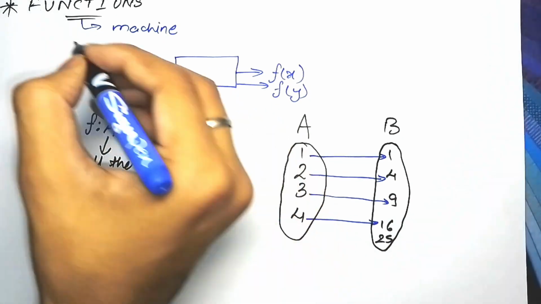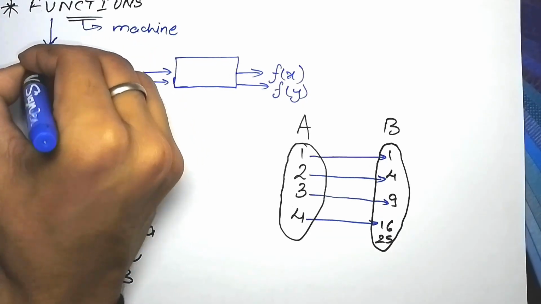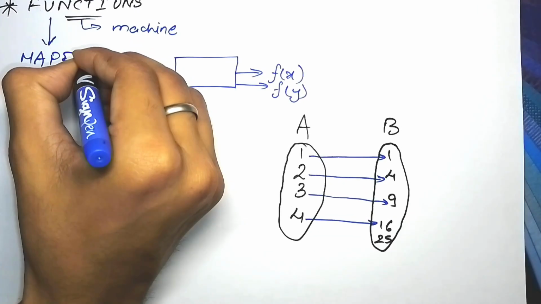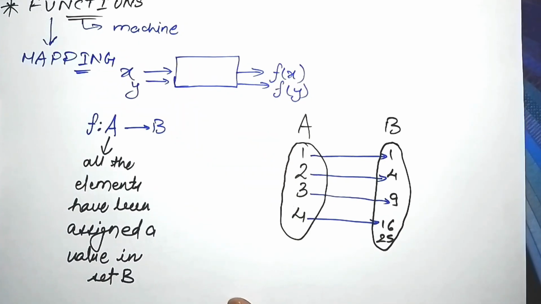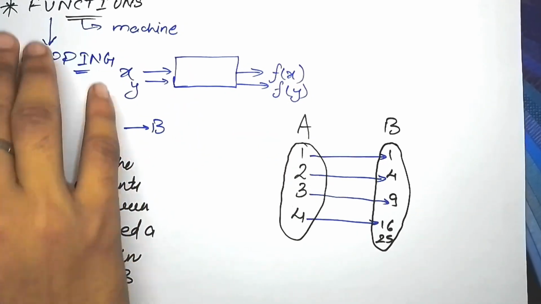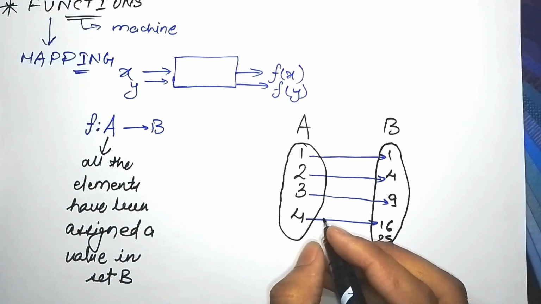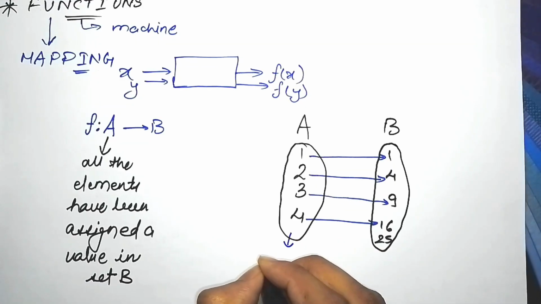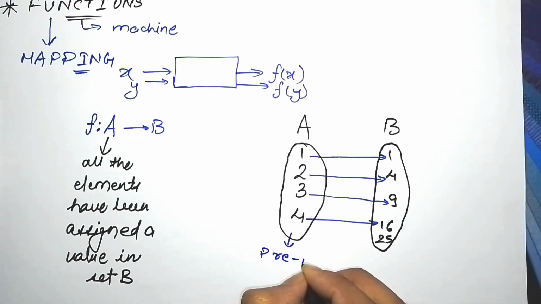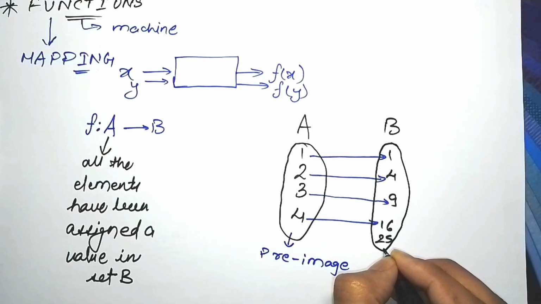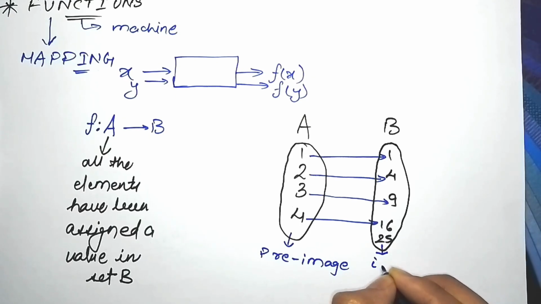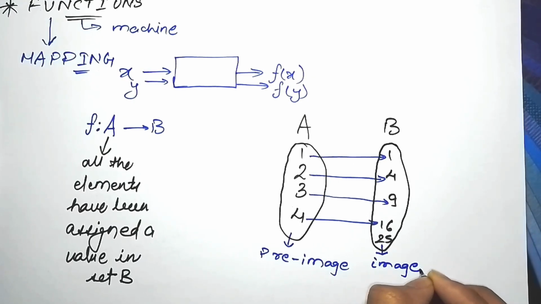Firstly, function is also known as mapping. In a lot of books you will see that function is denoted as mapping. I hope you understand this. So if you see the word mapping, don't get it wrong. It just means function. Also, the elements in set A are known as pre-image, and the elements in set B are known as image. I hope you understand this.